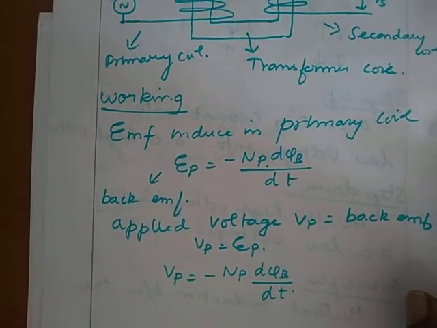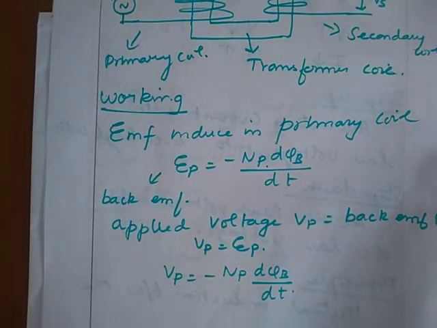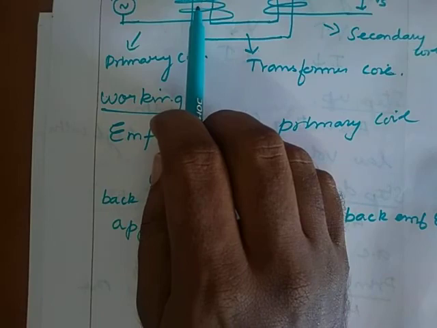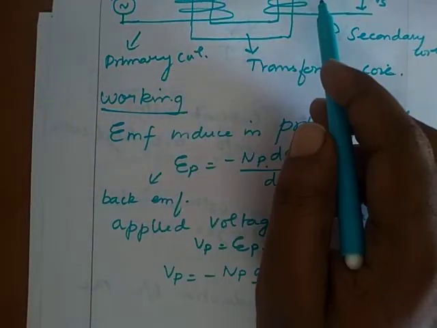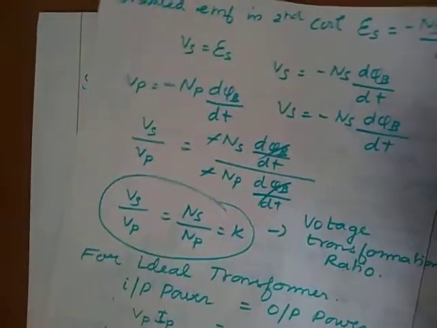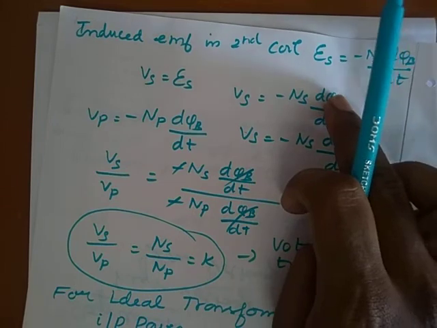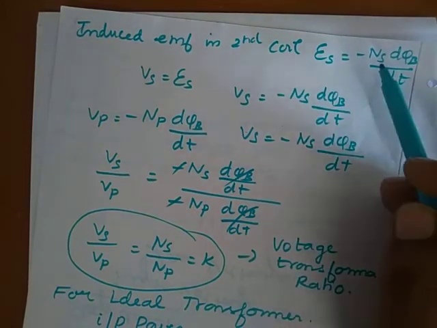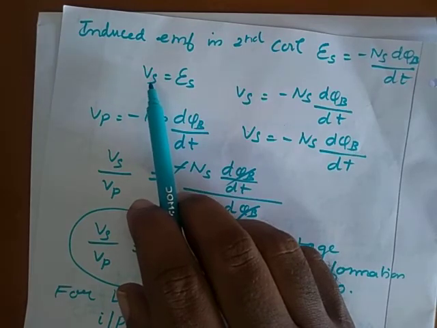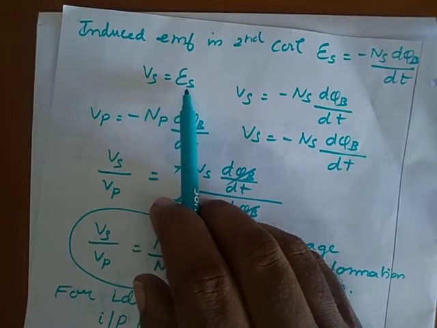Then the change in frequency of the magnetic flux is equal in the secondary coil. So the induced EMF in the secondary coil is ε_s, that is equal to minus N_s dΦ_B/dt. Here, in an open circuit, the voltage across the secondary coil is equal to the EMF induced in the secondary coil.